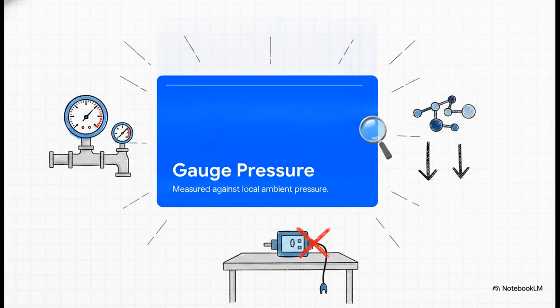Next up is gauge pressure. This one is referenced against the local ambient atmospheric pressure right around the sensor. Frankly, this is what most of the instruments on your plant floor are actually reading. Think about it. If you have a pressure gauge just sitting disconnected on your workbench, what does it read? 0. Why? Well, because the pressure inside the sensing tube exactly matches the atmospheric pressure pushing on the outside of it.